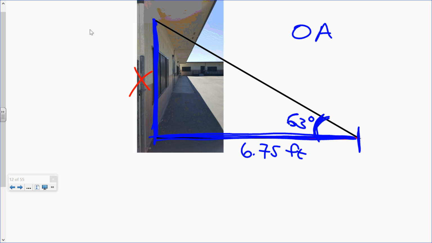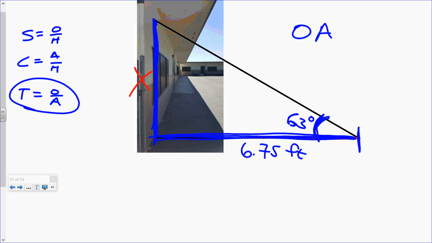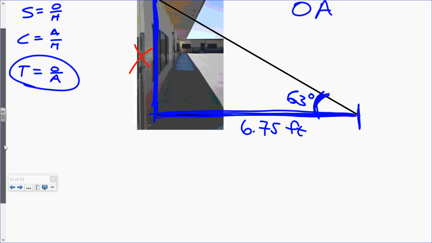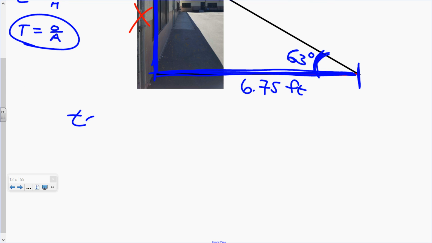So, out of the three ratios, seeking SOHCAHTOA. TOA. Which one of these three ratios has O and A? Tangent. Now watch this. Here's a power now. On your calculator, the tangent of 63. Give me the ratio. Hit tangent of 63. Give me to the fourth decimal. 1.96 what?